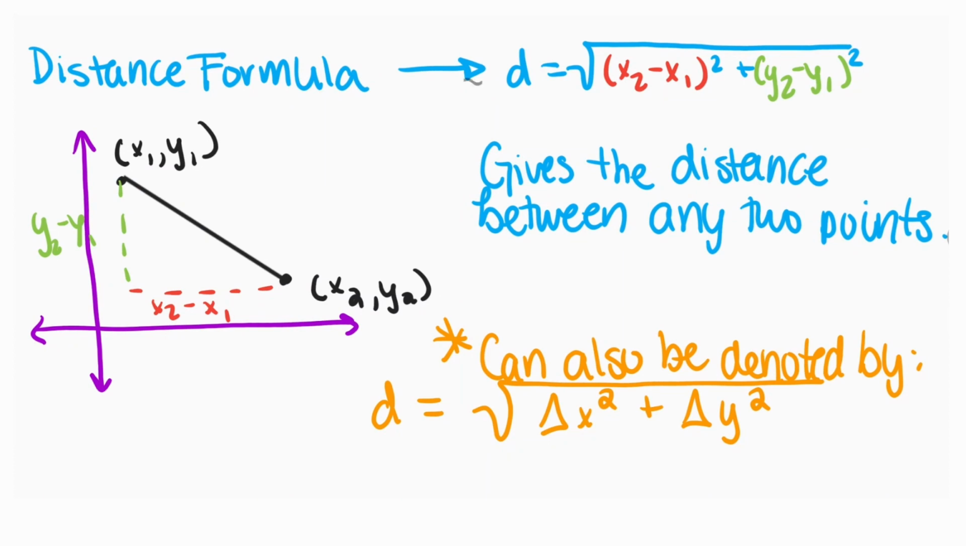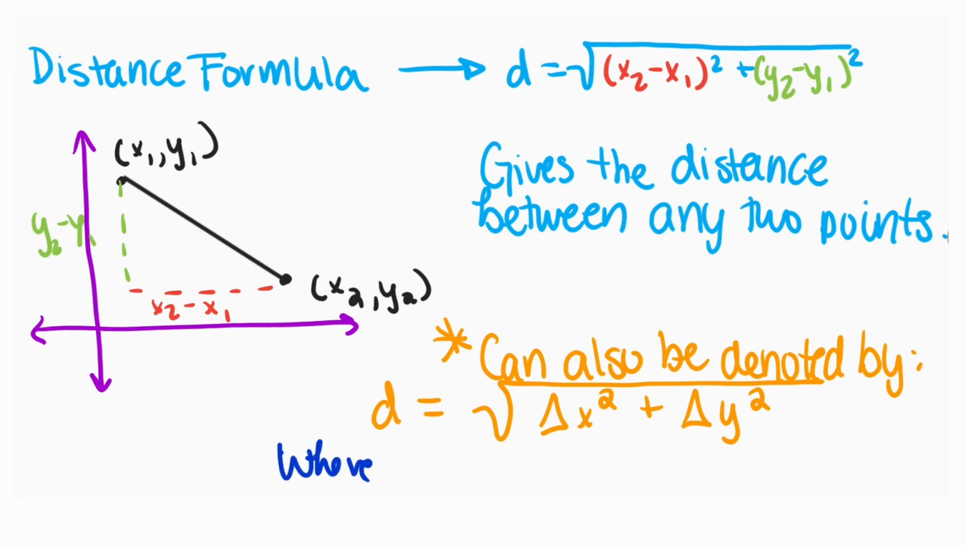Today we're going to look at the distance formula. The distance formula, as its name suggests, gives the distance between any two points and is written as d equals the square root of x2 minus x1 squared plus y2 minus y1 squared. Depicted in that picture there, it shows you visually what you're doing when you solve for this formula.